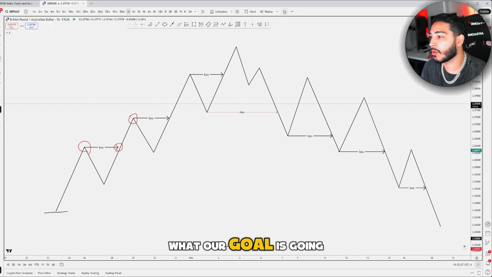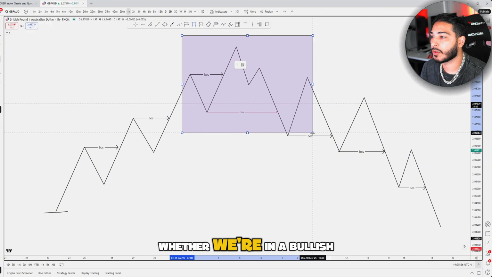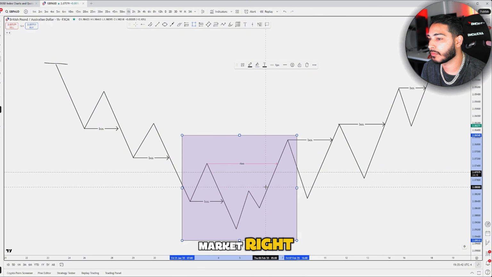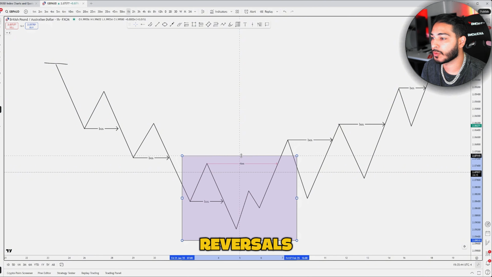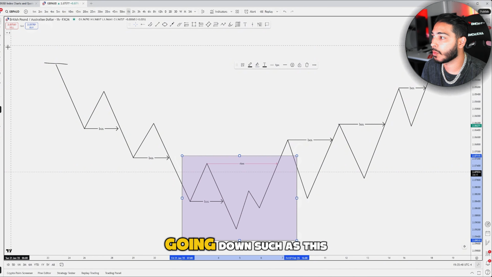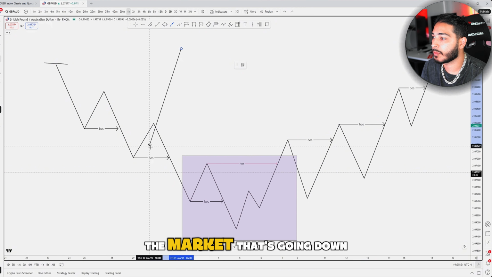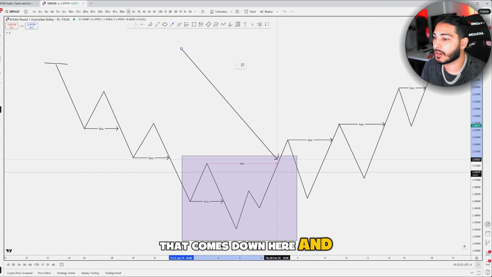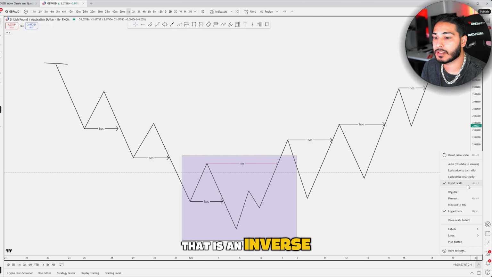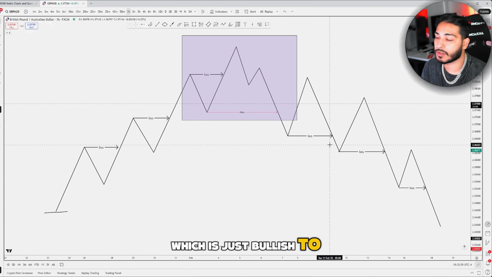Now, what our goal is going to be to understand today, very simply put, is we want to focus on trading in these ranges, whether we're in a bullish market or a bearish market, right? So there are two types of reversals. There's the bearish market, a market that is going down, such as this, that comes down here and reverses. And then there's also the setup of a market that is an inverse, which is just bullish to bearish, right?